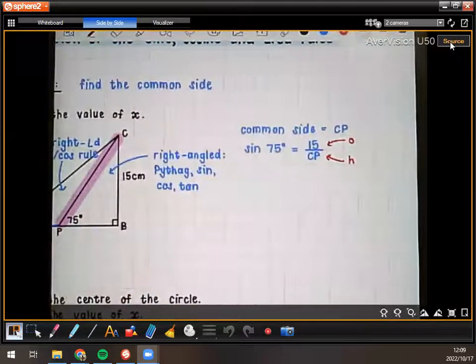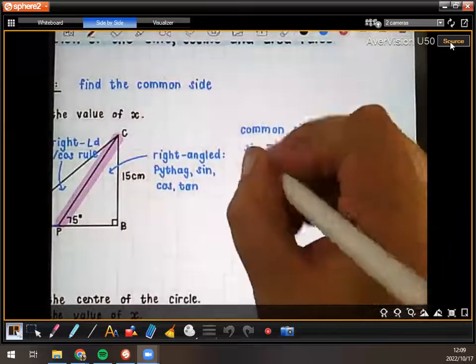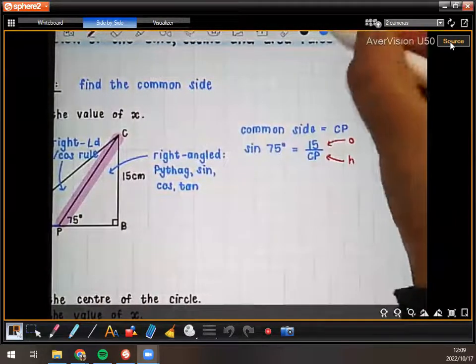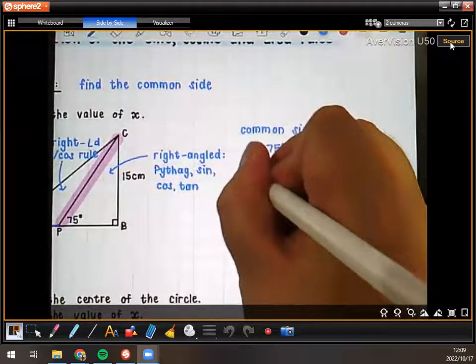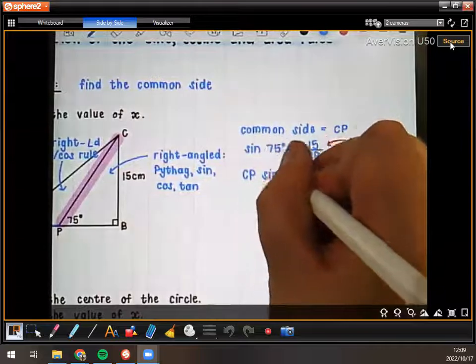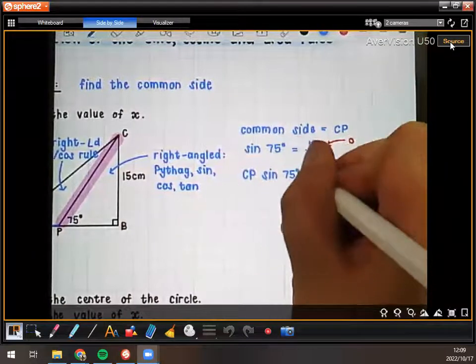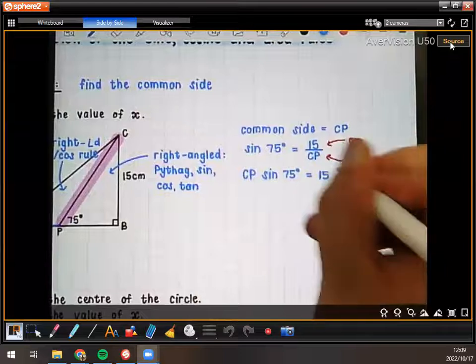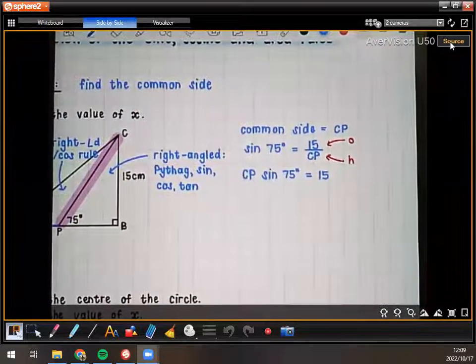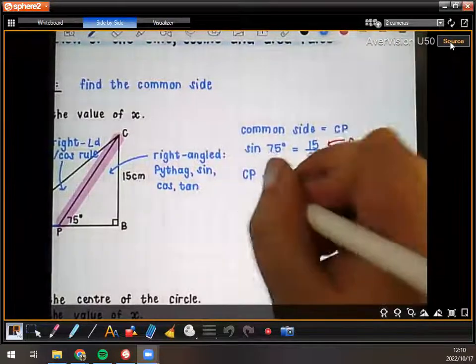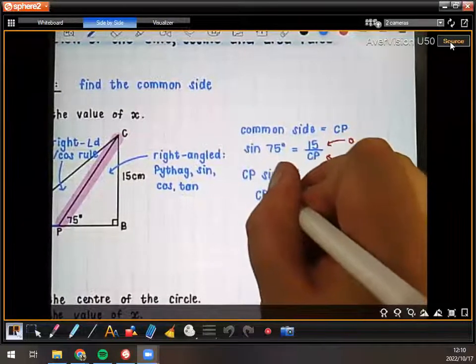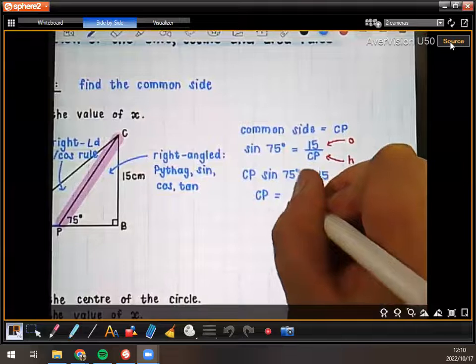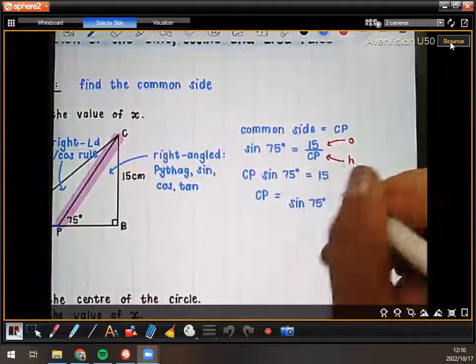Now to get CP on its own, I need to multiply it out. So I'll have CP times sine 75 is equal to 15. And then what do we do with that sine 75? Divide by it. So I'm going to say CP is equal to 15 over sine 75.